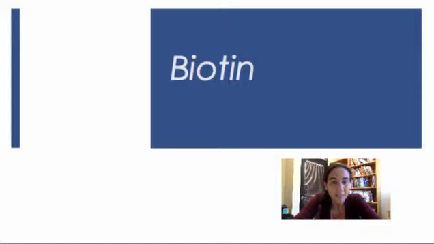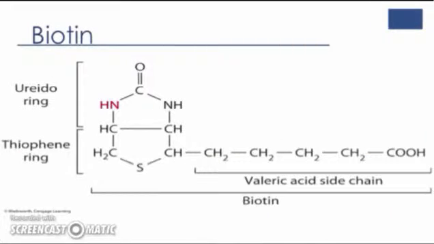Biotin, you'll see, is needed in very small quantities with an AI level of only about 30 micrograms per day. We see here the structure of biotin and the different components. We see this stacked ring structure, including a ureido ring, a thiophene ring, and this valeric acid side chain, altogether making up the biotin structure.